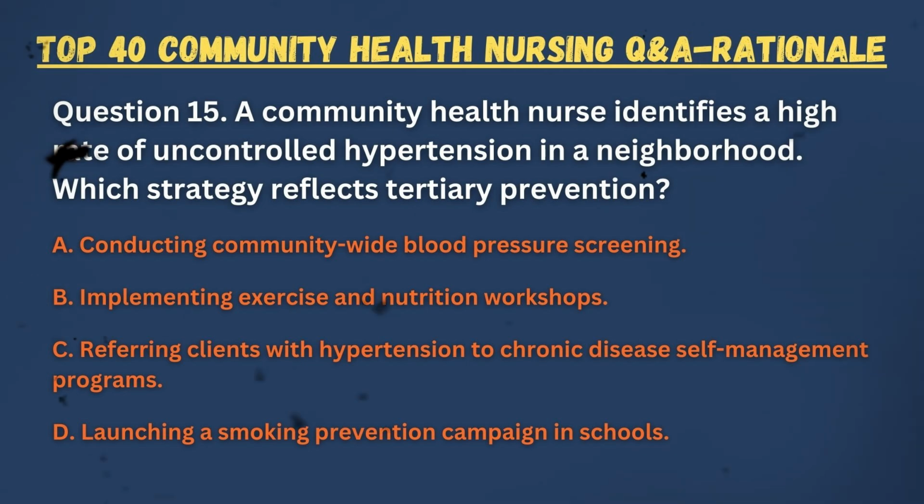Question 15. A community health nurse identifies a high rate of uncontrolled hypertension in a neighborhood. Which strategy reflects tertiary prevention? A. Conducting community-wide blood pressure screening. B. Implementing exercise and nutrition workshops. C. Referring clients with hypertension to chronic disease self-management programs. D. Launching a smoking prevention campaign in schools.